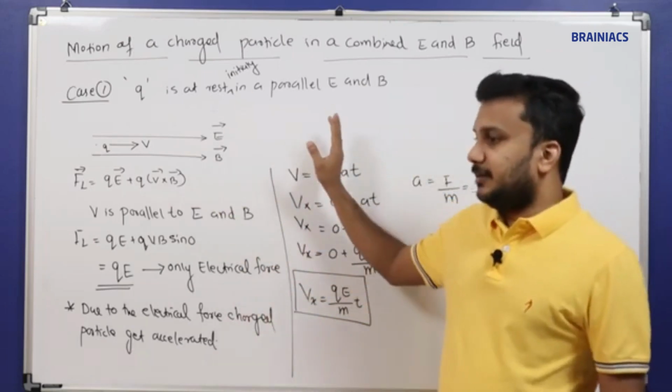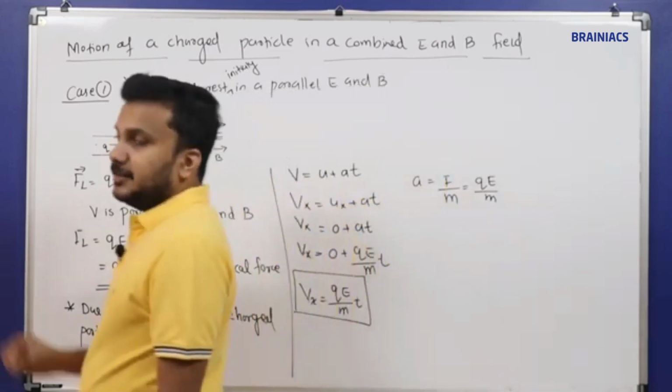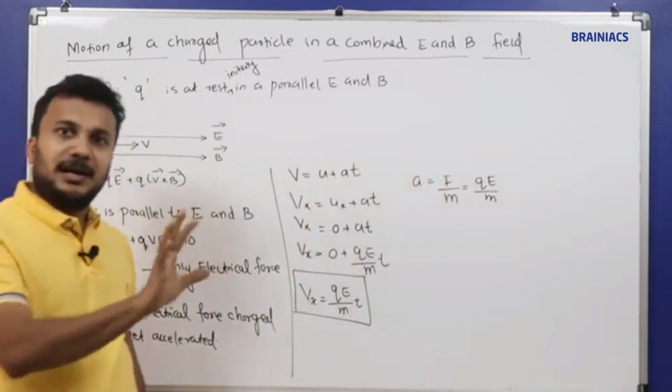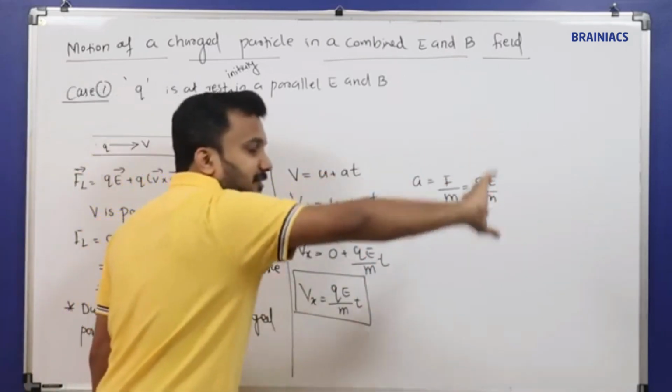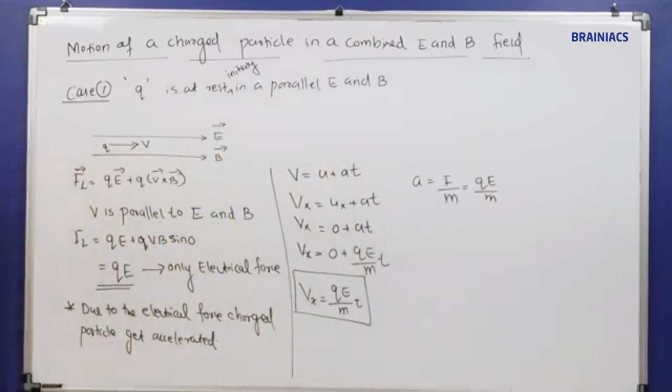Okay, so electric field and magnetic fields are parallel. Charges are placed and initially at rest, and these charges will get accelerated. Its speed will increase. Okay, hope this is clear to you. Now a small derivative of case number 1.